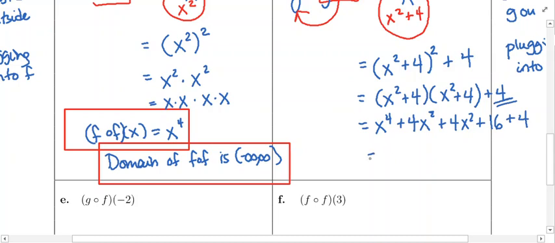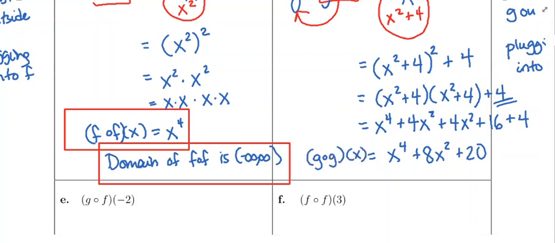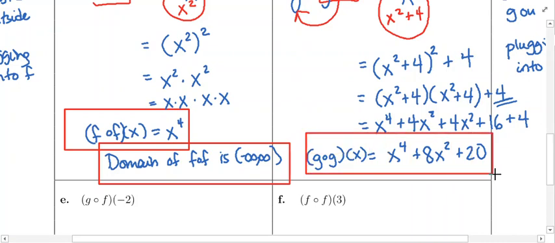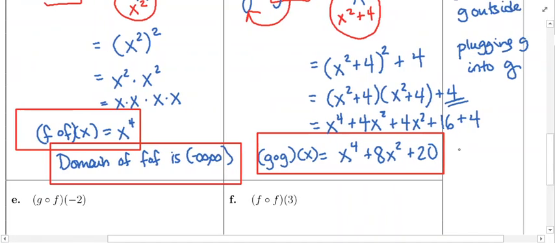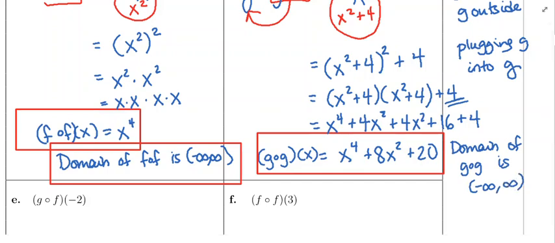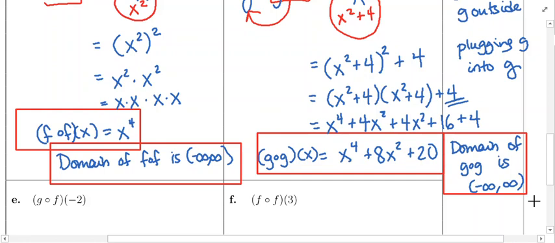Now if you combine like terms, we're going to end up with x to the fourth plus 8x squared plus 20. This is g of g of x. We have ended up with a polynomial. X to the fourth plus 8x squared plus 20 is a polynomial. So the domain of g of g is all real numbers. And that's it.